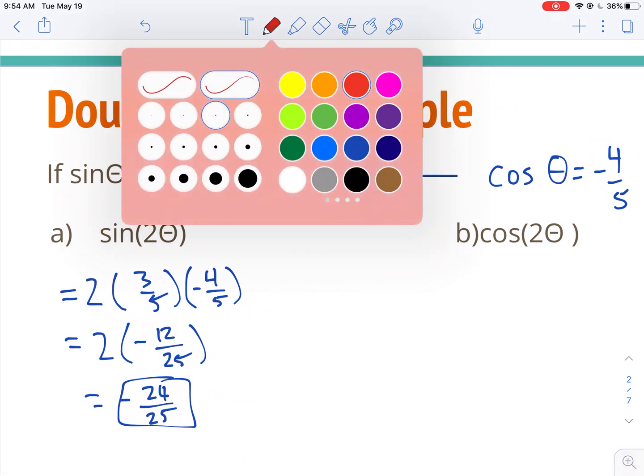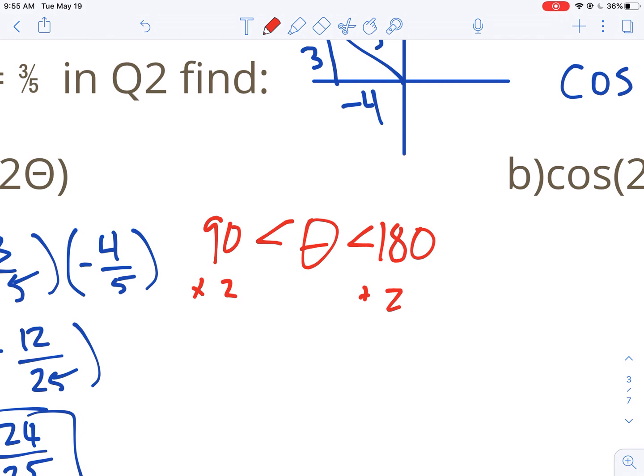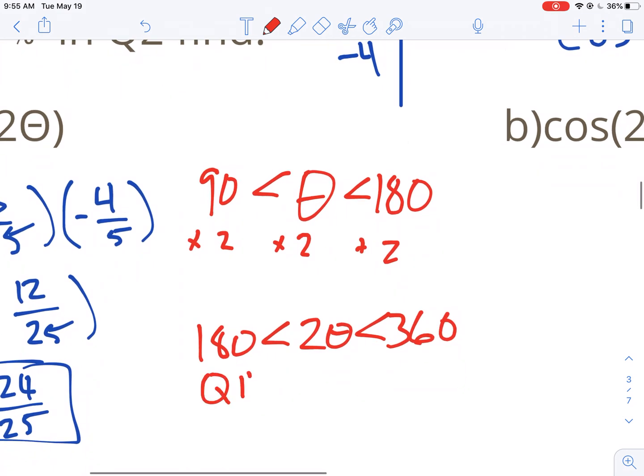I'm going to do a quick check in my head to work this out. One thing that you'll note is that if this theta falls in quadrant 2 somewhere, that means this theta is falling somewhere between 90 degrees and 180 degrees. If we multiply this by 2, that means 2 theta is now falling somewhere between 180 degrees and 360 degrees, which means that sine has to be negative because this is quadrant 3 to quadrant 4, where sine is always negative. So that tells me, okay, this makes sense.